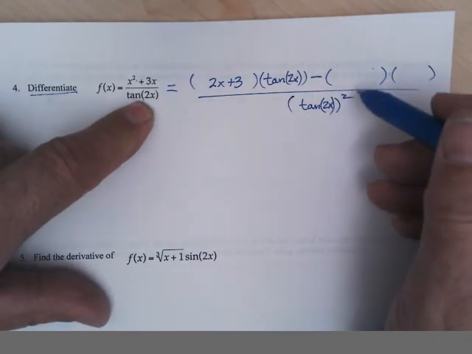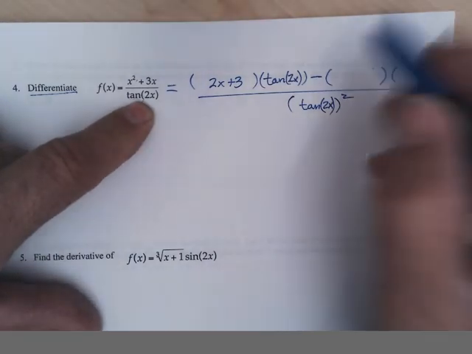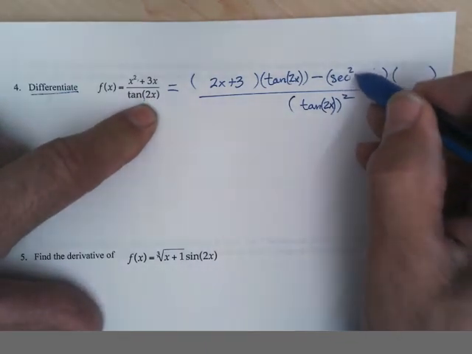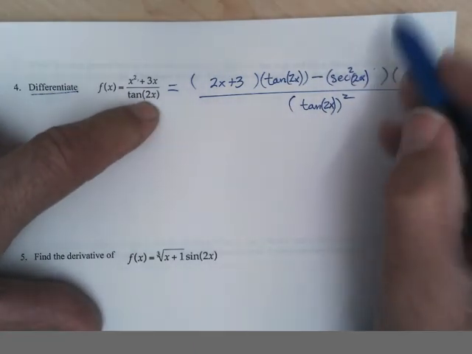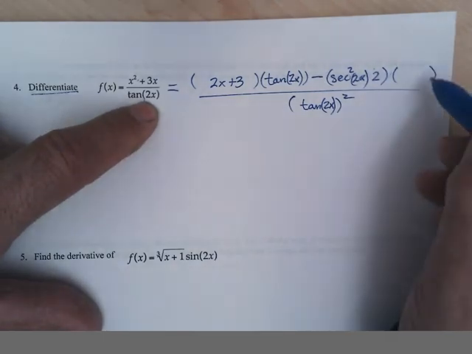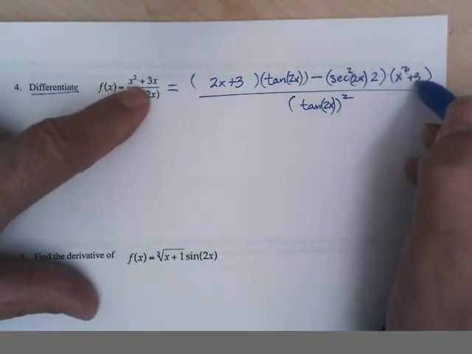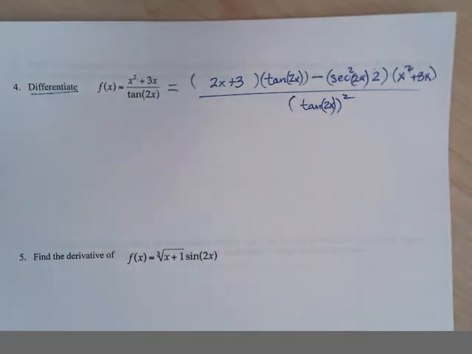minus the derivative of the denominator. The derivative of tangent of something is secant squared of the something times the derivative of the inside, which is a 2, times the numerator, x squared plus 3x. And it's fine to leave it there. That is the derivative.